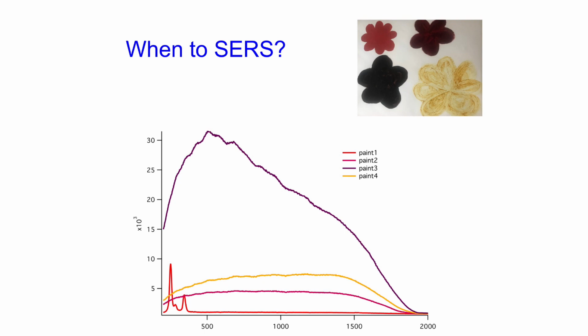If we look at paints 2, 3, and 4, we see they are giant blobs, almost featureless. There may be some peaks up here, but we can't really distinguish them very well, and it's nothing like the sharpness that we have for paint 1.